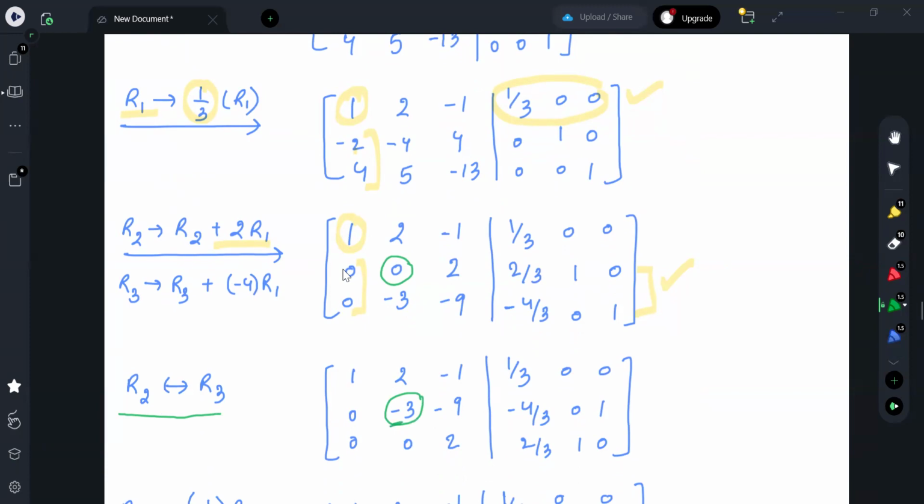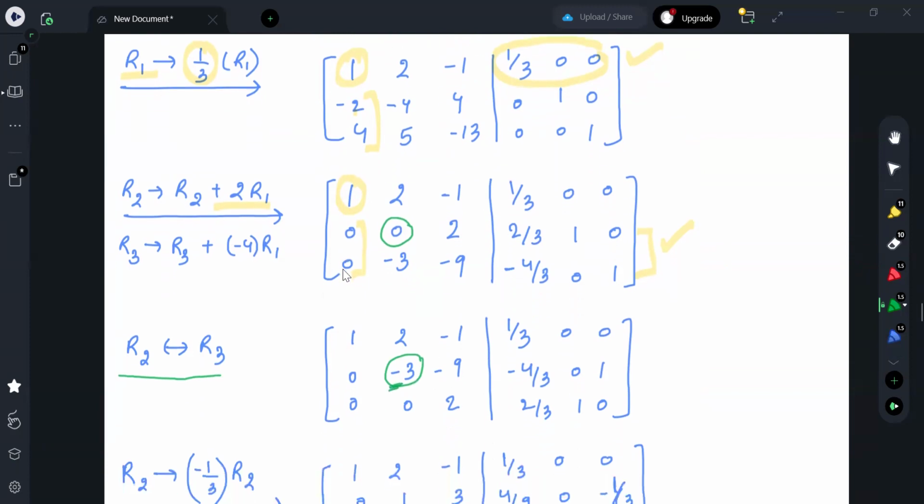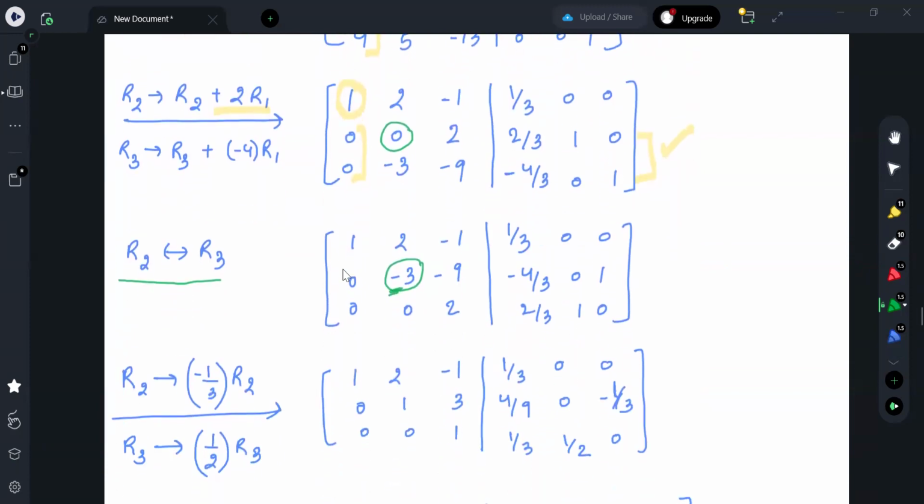So I need to make this -3 a 1. How do I do that? I divide R2 by, I multiply R2 by -1/3. This is just technical language. Basically what you're doing is dividing row 2 by -3.